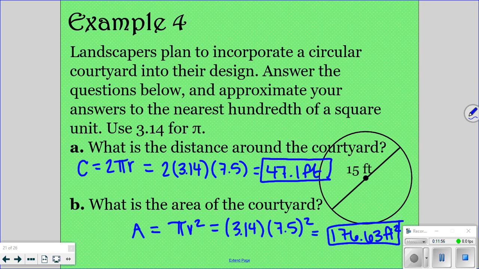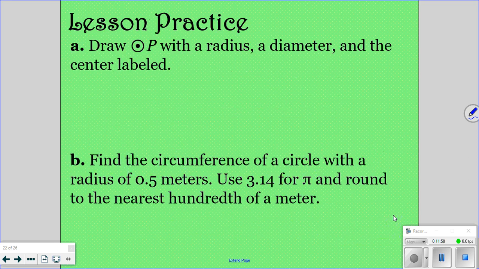Okay, so now we're going to try some practice problems. So y'all pause the video and try this one by yourself, and then unpause the video and I'll go over the answers.